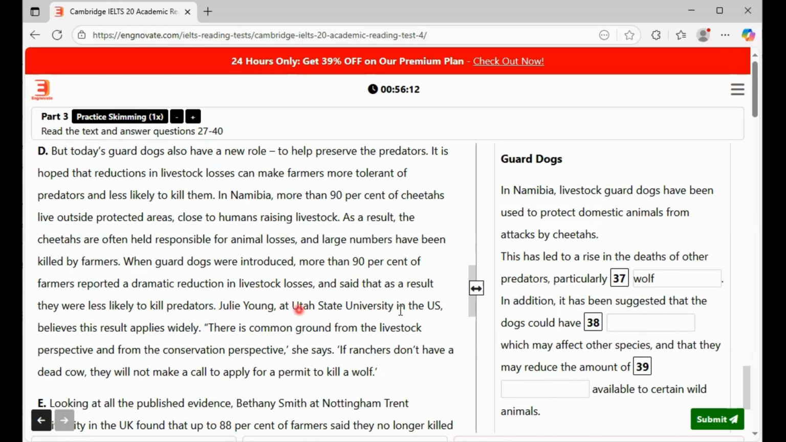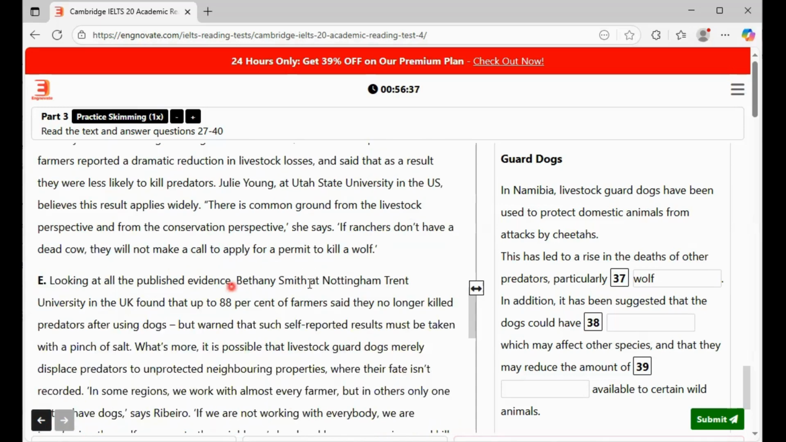Julie Young. Okay? There is a common ground from the livestock perspective and from the conservation perspective. If ranchers don't have a dead cow, cow is not a predator, they will not call for a permit to kill a wolf. Let me go on. Looking at all published evidence, Bethany Smith, Nottingham Trent University, found that 88% of farmers no longer kill predators after using dogs.